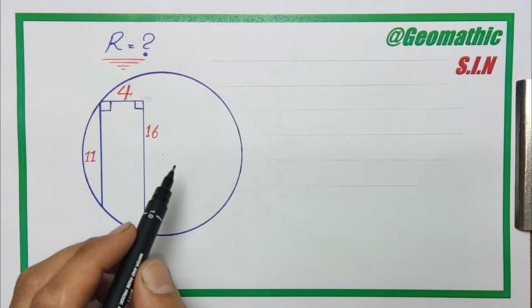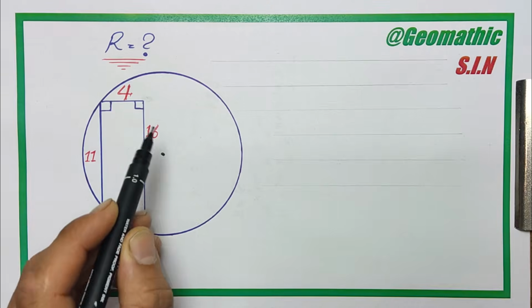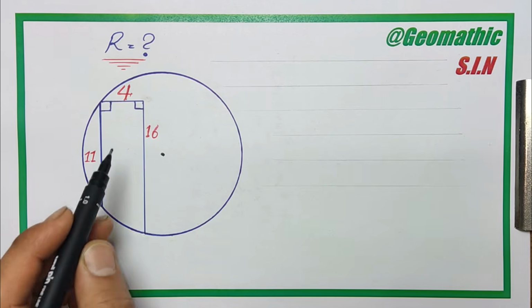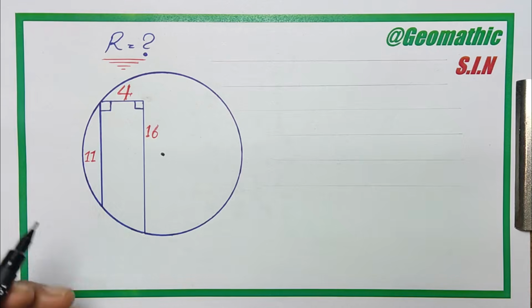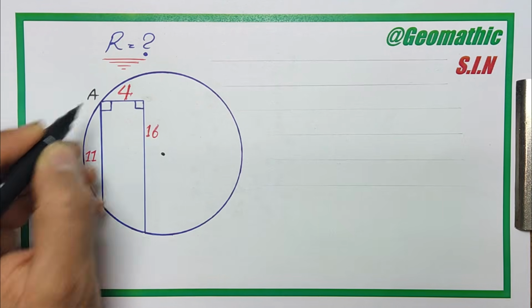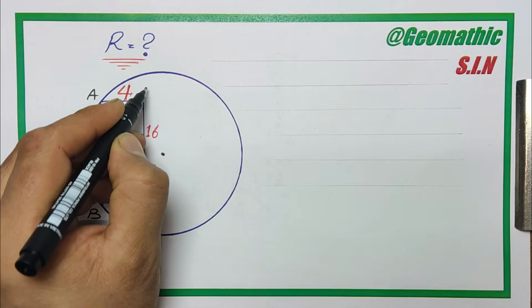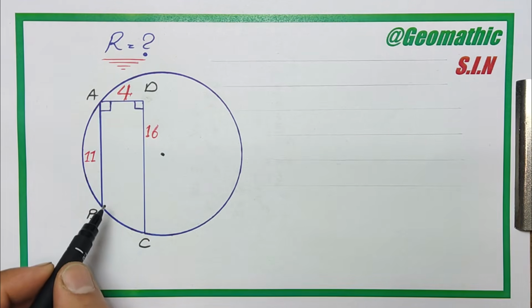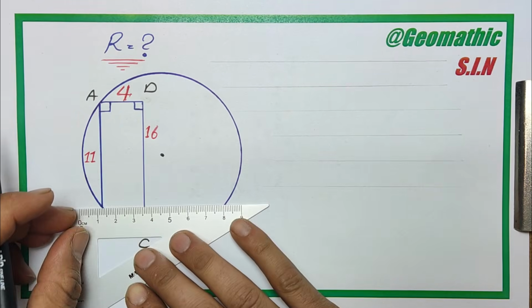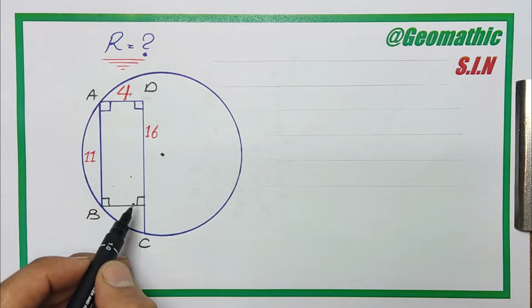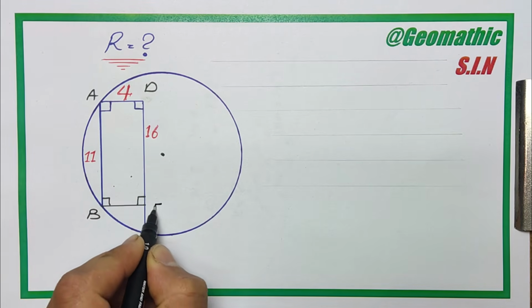Let's start by considering this point as the center of the circle. Then, to make things easier, I prefer to label these points with letters: A, B, C, and D. Next, from point B, we draw a line perpendicular to DC and form a rectangle. Then we name this point E.